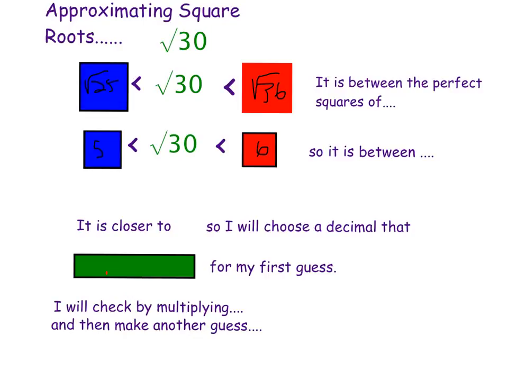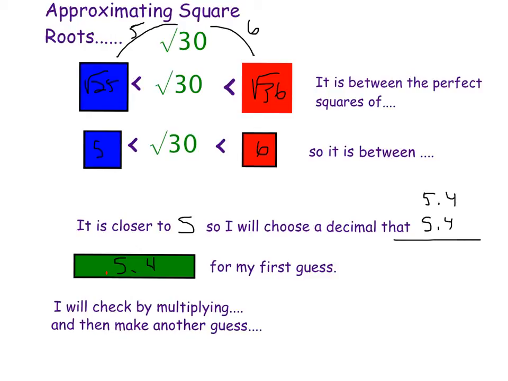So what we're going to do is look to see which one it's closest to. It's 6 away from here, 5 away from here. So it is almost smack dab in the middle, but it is closer to 5. So we're going to try the first guess of something that is closer to 5. I'm going to guess 5.4. It might be 5.5. It is right smack in the middle, but I'm going to try 5.4 first. So we are going to see how close 5.4 is as the approximation.